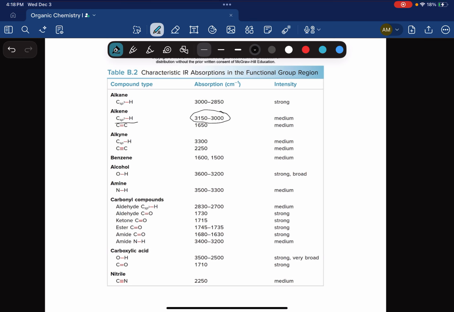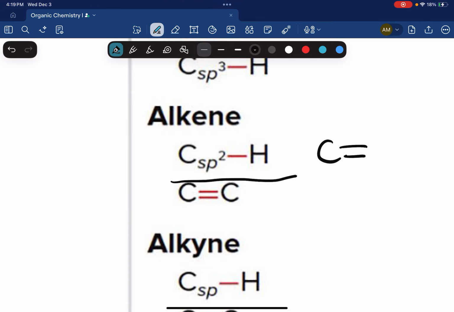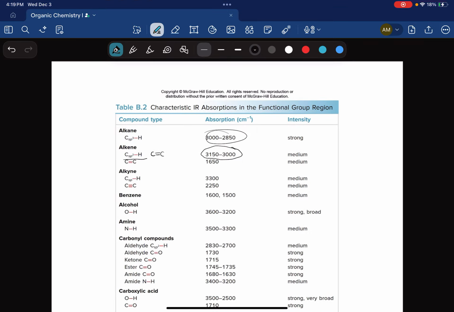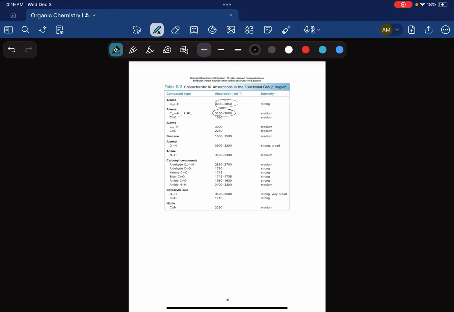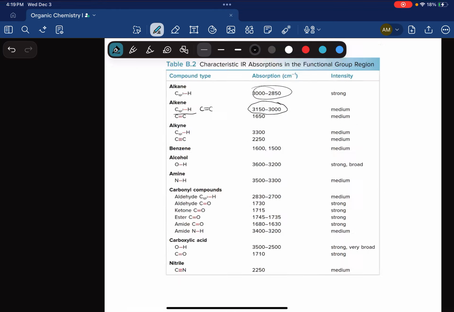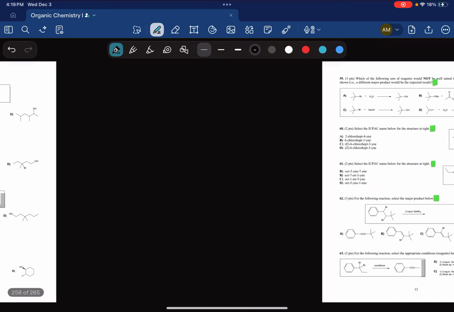And then, you know, sp3 bonds. So if it's sp2, what did we just talk about? That means a carbon double bond. OH, there was a couple answer choices of that. That means we would see it at 32 to 36.